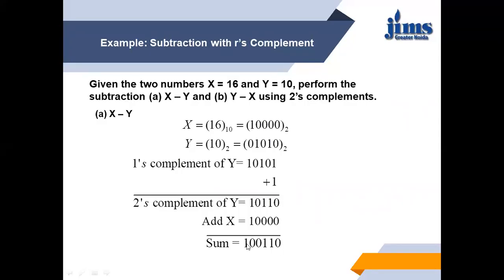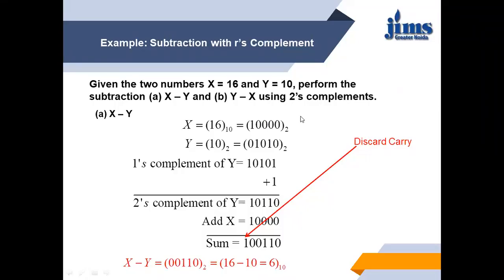When we are doing this subtraction using 2's complement, when there is a carry, we have to discard the carry and the final answer will be x minus y is 0 0 1 1 0. That is in binary, and in decimal it is 16 minus 10 equals 6. So 110 is nothing but decimal 6. Is that clear?